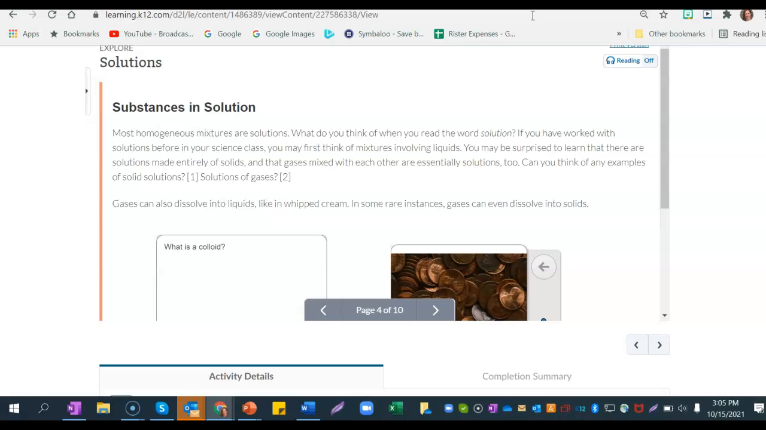So we don't often think about a solution being a gas, like mixtures of gases. So gases can also dissolve into liquids, like whipped cream. So in some rare instances, gases can even dissolve into solids. So let's look at that.